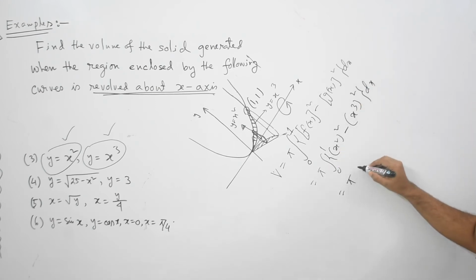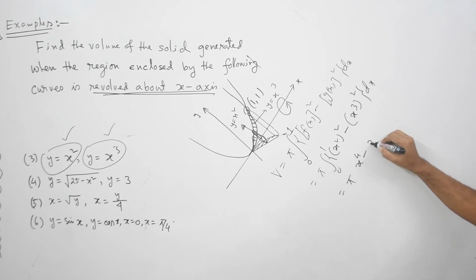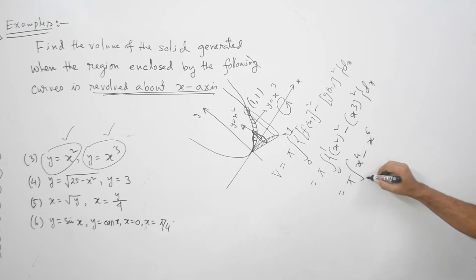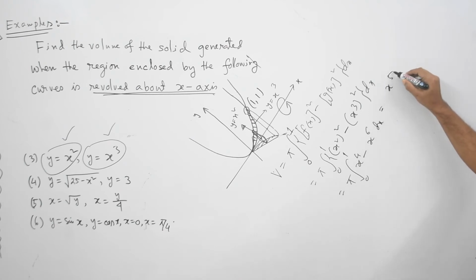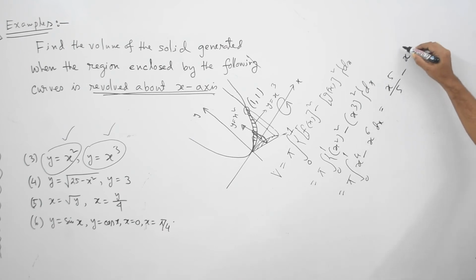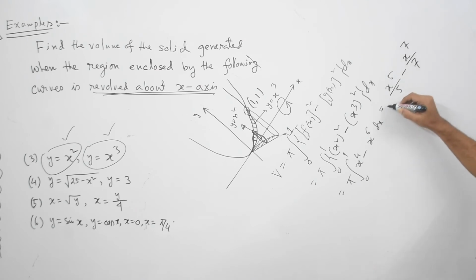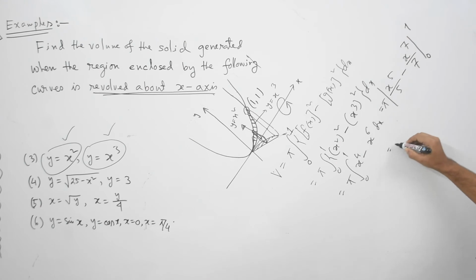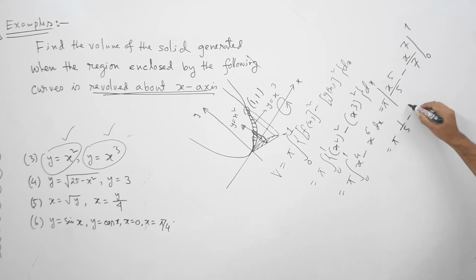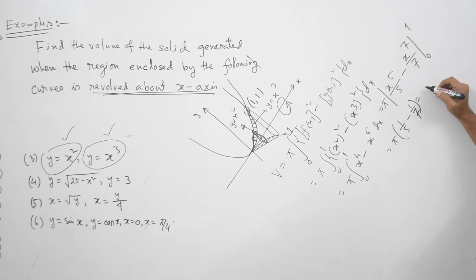So this equals pi times the integral from 0 to 1 of x to the power 4 minus x to the power 6 dx. This equals pi times x to the power 5 by 5 minus x to the power 7 by 7, from 0 to 1, which is equal to 1/5 minus 1/7. This equals (7 minus 5)/35 times pi.